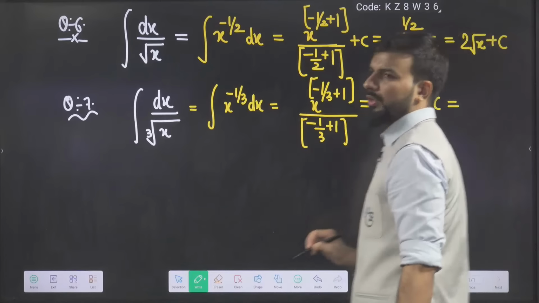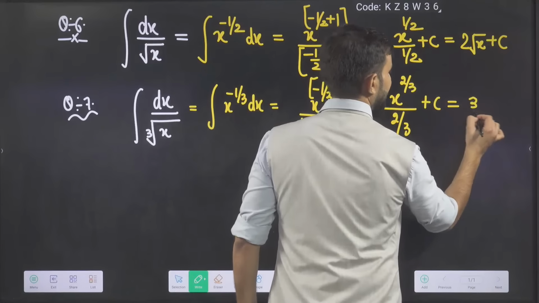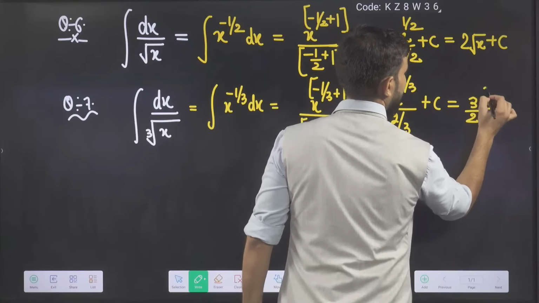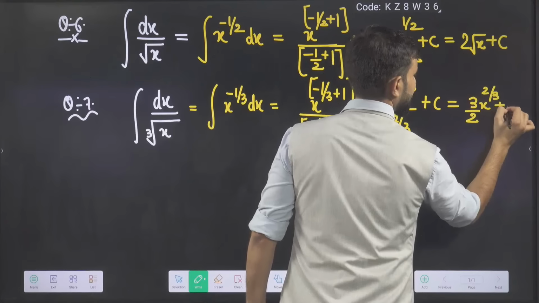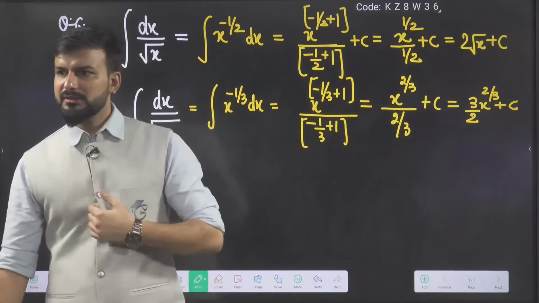So what would the answer be? 3 will go up. 3 by 2 of x power 2 by 3 plus c. Your 3 will go here. So this is the last question.